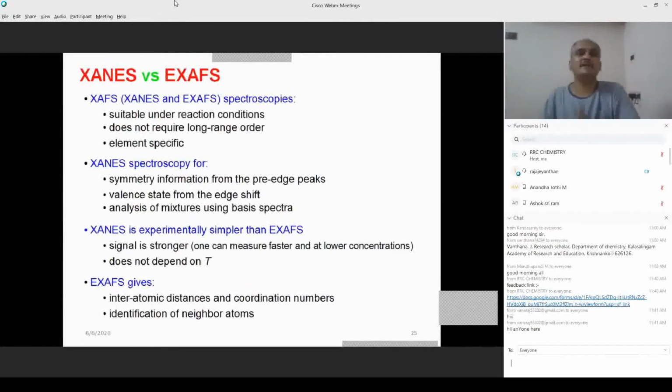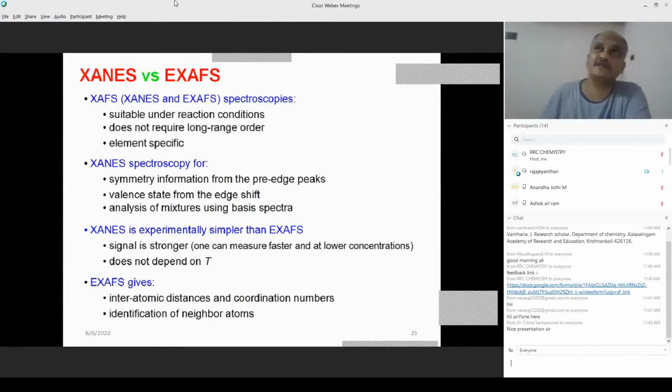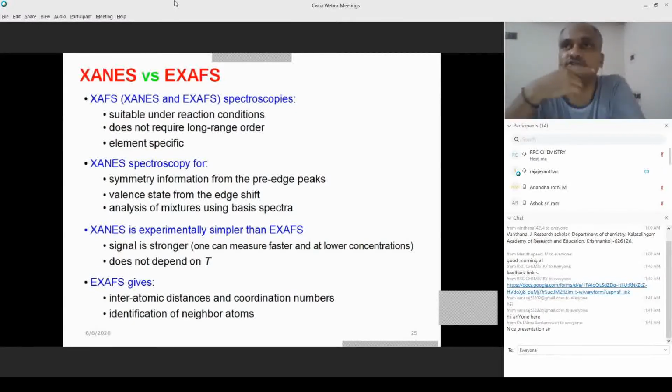And comparing the NEXAFS and the EXAFS spectra, what information can you get, right? Both are synchrotron techniques. Both are using X-rays, and NEXAFS we can use in situ, right? I told you one example of the surface functionalization of polymers using oxygen, irradiating with high energy X-rays. One can do this under reaction conditions. We can do in situ experiments, and for characterizing the samples, we do not require long range order, and both are element specific, right? Well, the main advantage of NEXAFS spectroscopy is we can get the symmetry information of the absorbing atom.